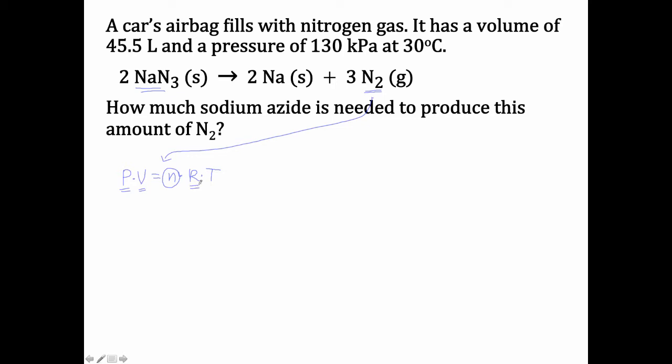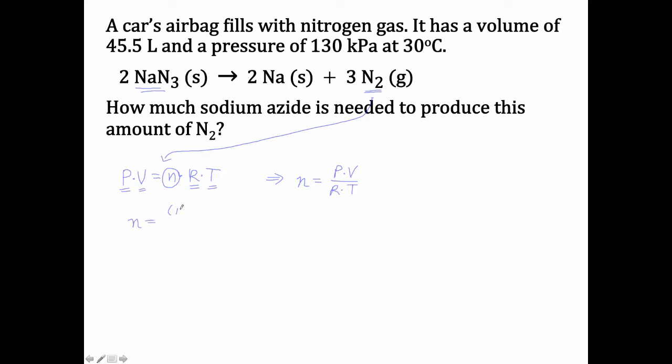The ideal gas constant is a known quantity, and we know the temperature, 30 degrees Celsius, but we need to use it in Kelvin. So we can solve this equation for the number of moles n. It's equal to PV over RT. And so let's plug in our values and see what we get.